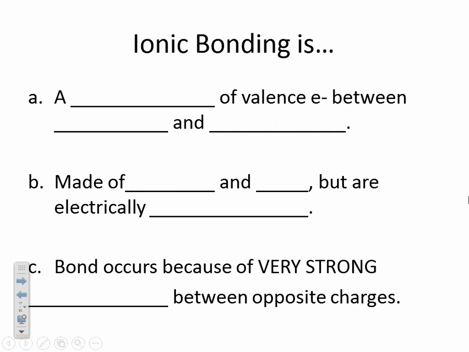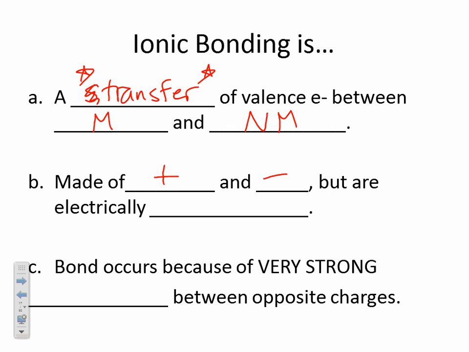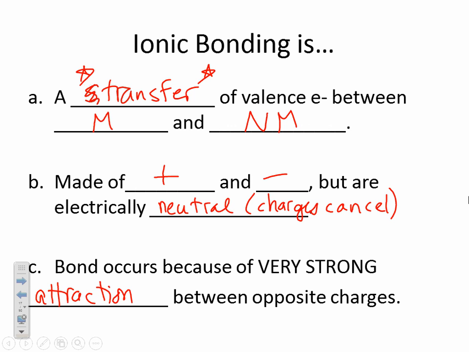So ionic bonding. Huge important point. Summing up, ionic bonding is a transfer of valence electrons. We're transferring valence electrons between the metal and the non-metal. Transfer is that really important verb that we use to talk about ionic bonding. So it's made of positive and negative charges, positive and negative ions together. But when you combine them, they're electrically neutral, which means that the charges cancel, right? One positive cancels with one negative. And bonding will occur. The bond occurs because of a very, very strong attraction, not repulsion, but attraction between opposite charges.